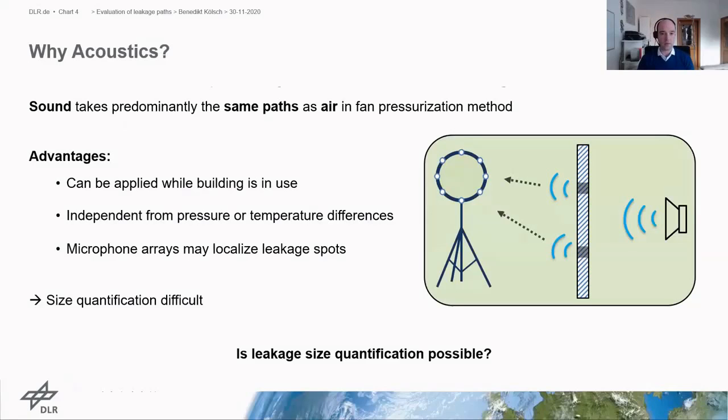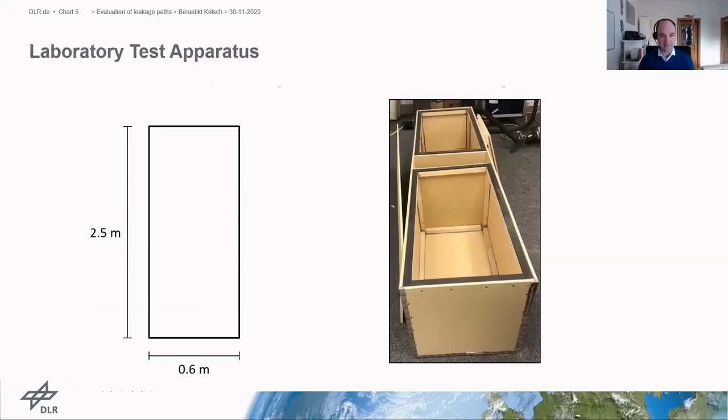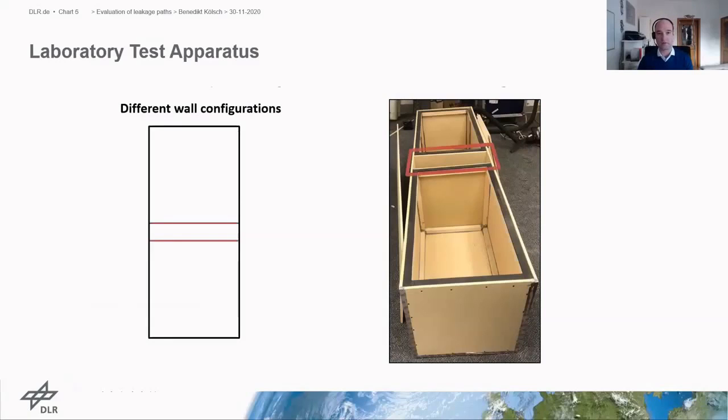For this reason, we built a laboratory wooden test box, like seen here on the right side, with the goal to simulate realistic leakage scenarios on a model scale and to be able to compare them in a controlled environment. So within this box, we investigated different wall configurations and separated this box into two chambers. Here we were able to simulate different scenarios, and I will talk about this later here in my presentation.